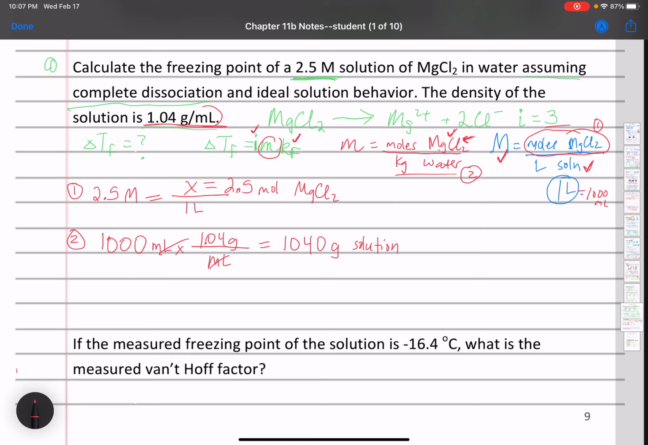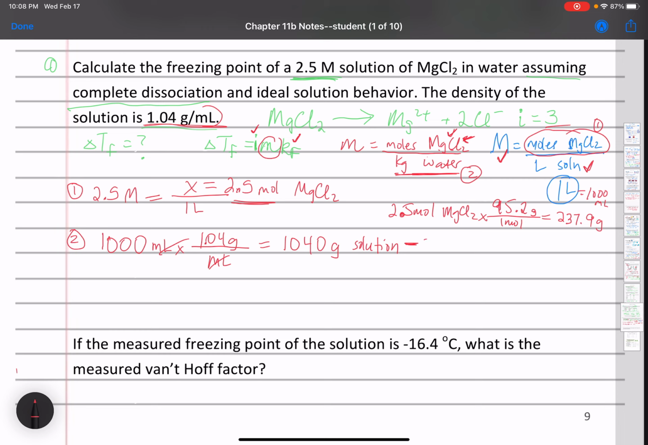But we need the kilograms of water. So to find out how much of that is water, we need to subtract the mass of the magnesium chloride. We don't know the mass of the magnesium chloride, but we can figure it out because we know the moles. So 2.5 moles of magnesium chloride times the molar mass of magnesium chloride, which we look up on the periodic table and determine to be 95.2 grams per mole. And we get, what's the mass? It's 237.9 grams of magnesium chloride.